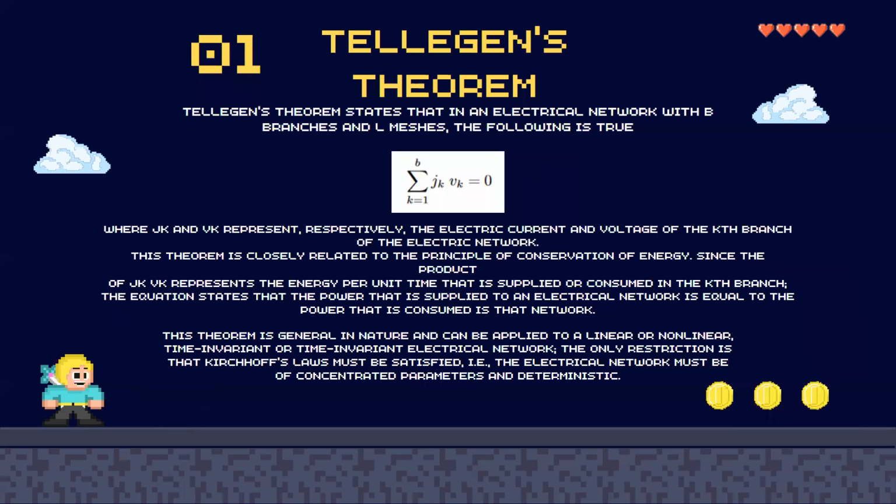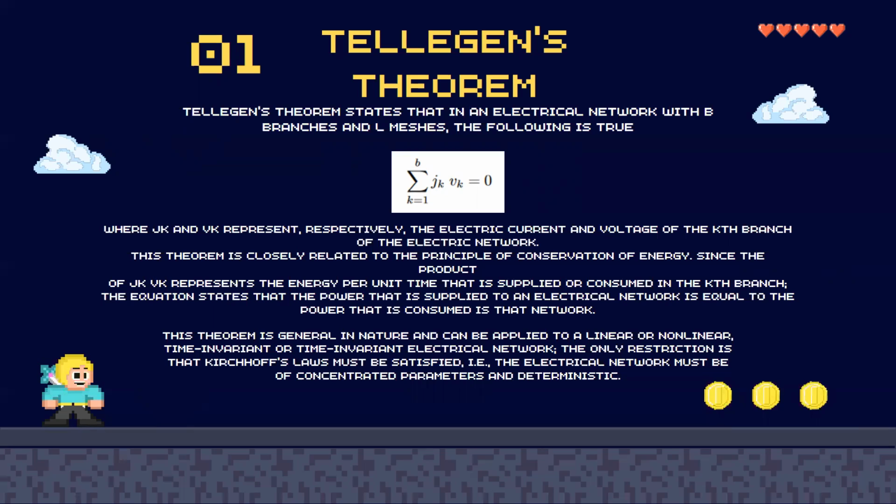Tellegen's theorem states that in an electrical network with B branches and L meshes, the following is true. We can see the equation where Jk and Vk represent, respectively, the electric current and voltage of the k-th branch.